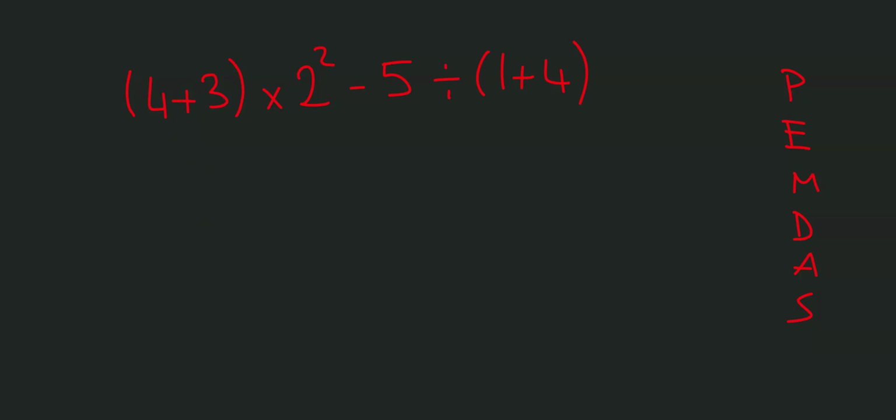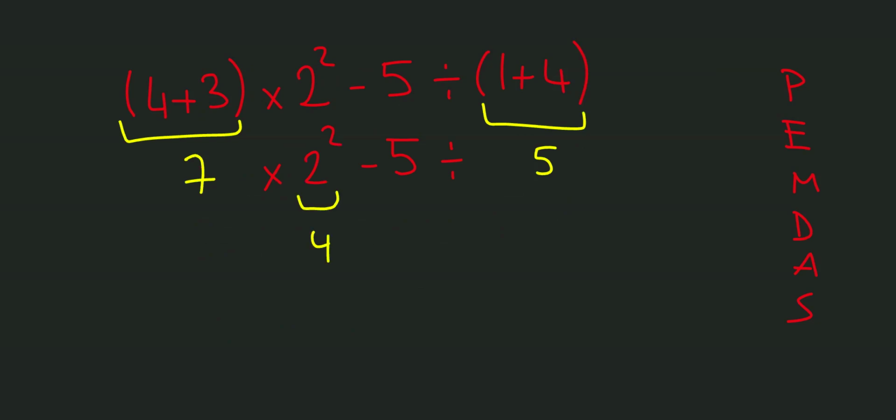So let's take care of all the parentheses in the expression. So 4 plus 3 is 7, and 1 plus 4 is 5. Then the expression becomes 7 times 2 squared minus 5 divided by 5. So after the parentheses, there's exponent. So there is an exponent in the expression. It's 2 squared. So instead of 2 squared, I can write 4. Then the expression becomes 7 times 4 minus 5 divided by 5.